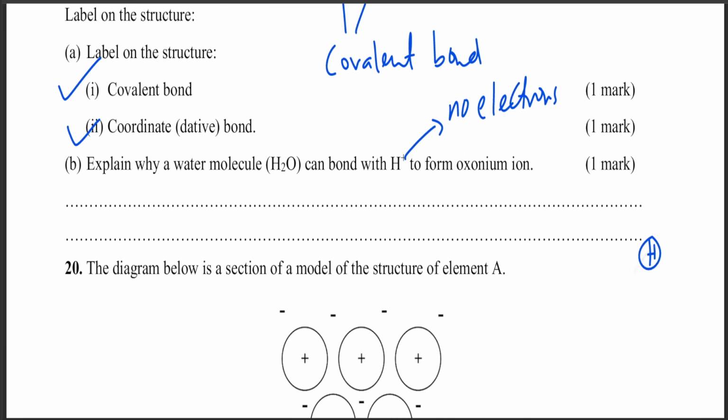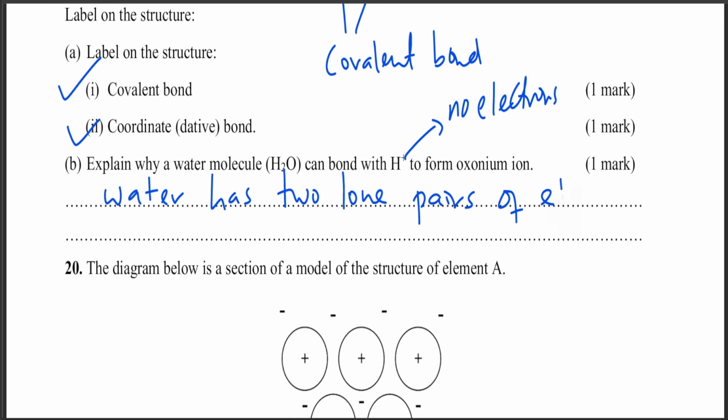Lone pair ni zile electrons ambazo hazitumiki katika bonding. So it's going to have 2 lone pairs. So water has 2 lone pairs which will bond with the hydrogen ion. Water has 2 lone pairs of electrons. Tulikuwa na 2 lone pairs juu na chini.